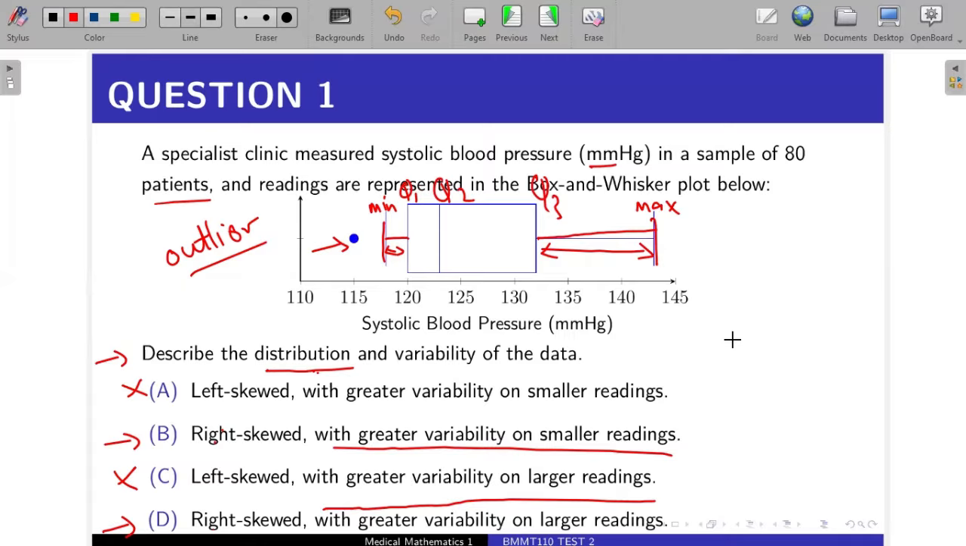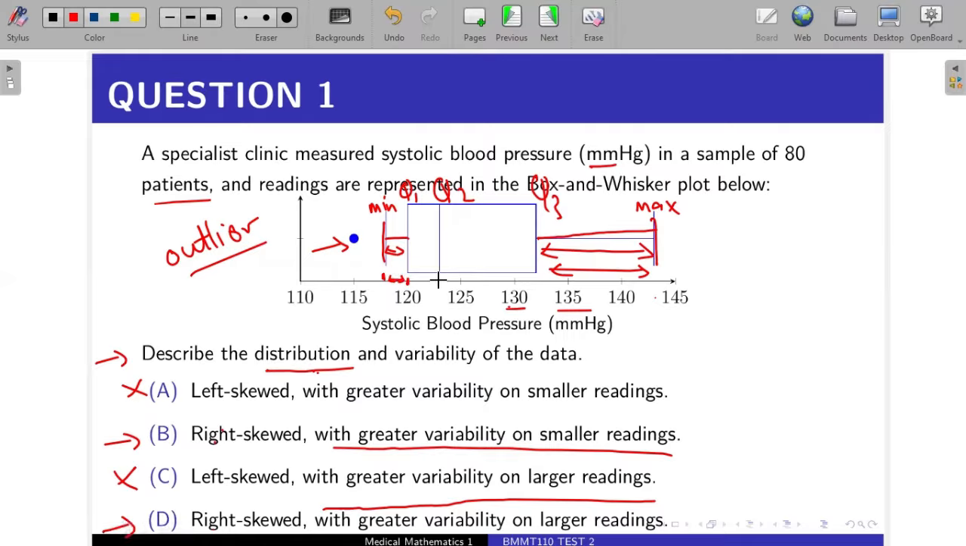is actually bigger, because from this value here, which is between 130 and 135, somewhere there, to get to this value here, the maximum, the distance here is quite big. So the variability is on the larger values, because on this side of this whisker plot, we have the larger values. And then on this side here, we have the smaller values. So the variability on the smaller values is not that much because I'm just from 120 here, and then I can see another value here. So the variability here is not that much.